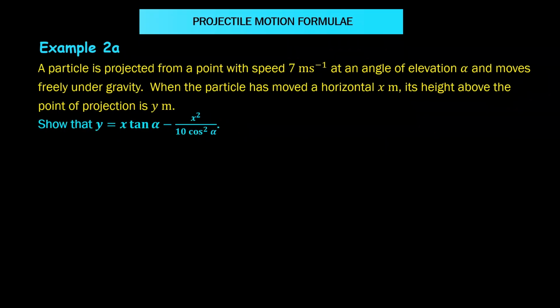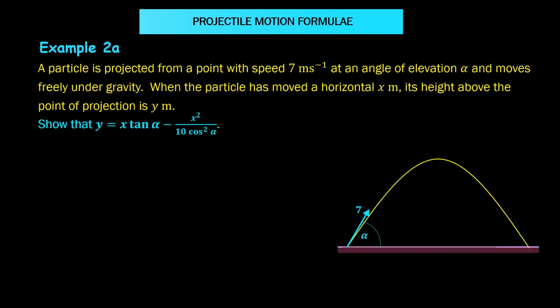Let's now take a look at part A. A particle is projected from a point with speed 7 meters per second at an angle of elevation alpha and moves freely under gravity. When the particle has moved a horizontal distance x meters, its height above the point of projection is y meters. We are required to show that y equals x tan alpha minus x squared over 10 cos squared alpha.